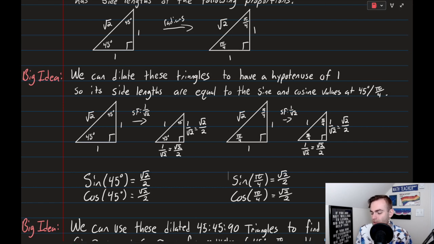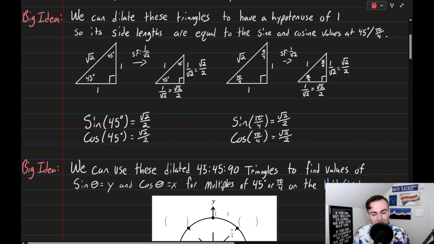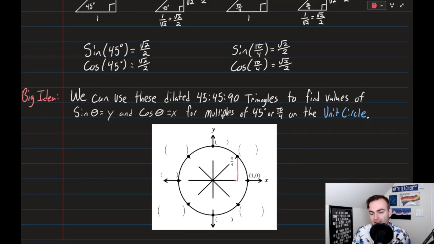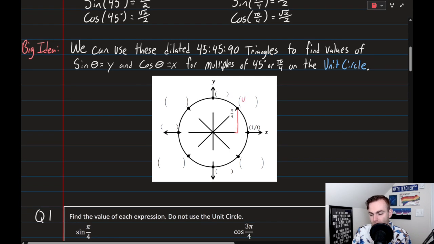Quite nice. So if we take these dilated triangles and map them onto our circle, we can actually find values for every increment of pi over 4. So if we drop down a triangle here, this triangle is the same as the triangle up here, which makes the point square root of 2 over 2, square root of 2 over 2. So that's great. What would it be over here? Even before we fill in the angles, let's fill in the rest of the circle.